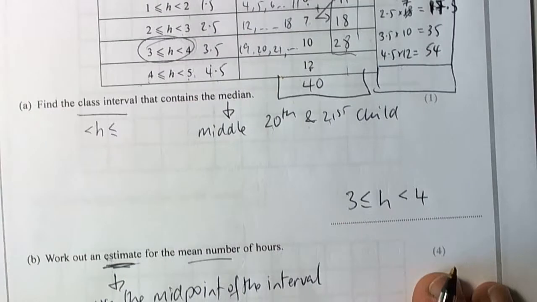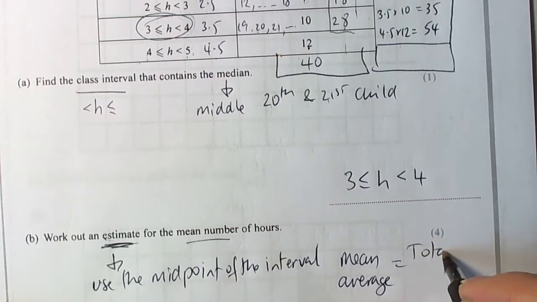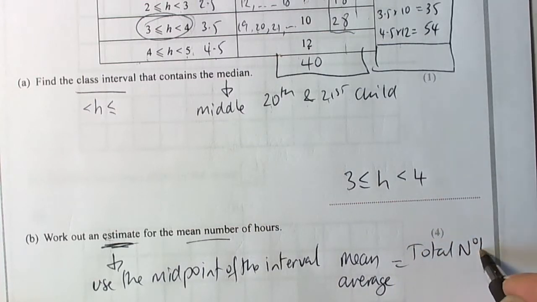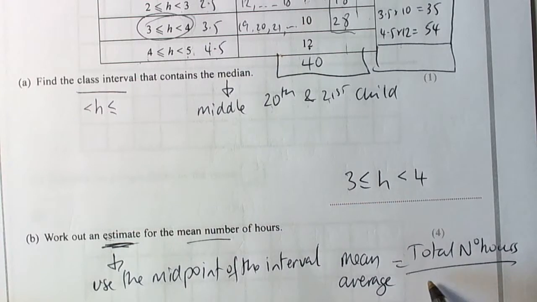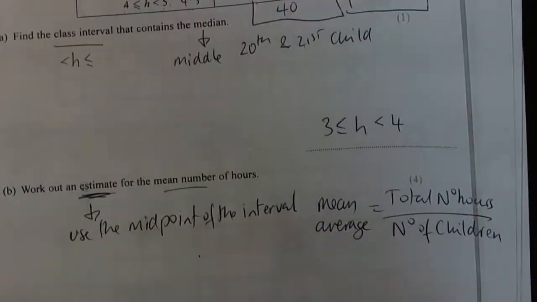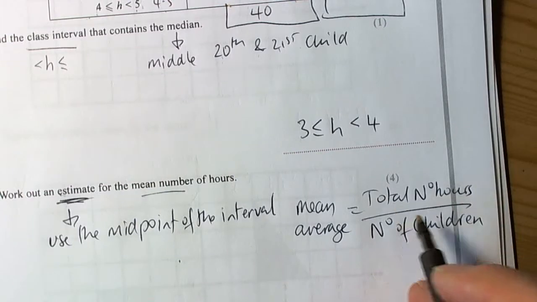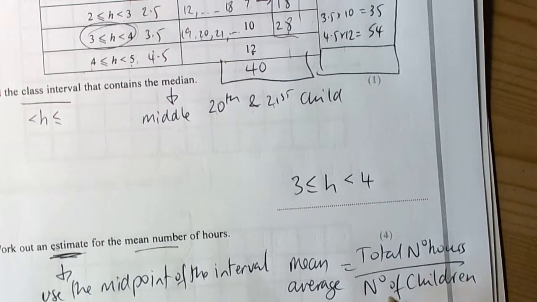Now the mean average has got a simple definition. The mean average is always about the total number of hours in this case, because it's about hours. So it's the total number of hours divided by the number of children, because we're trying to work out what typically each child watches. So the mean average is the total number of hours divided by the number of children altogether.